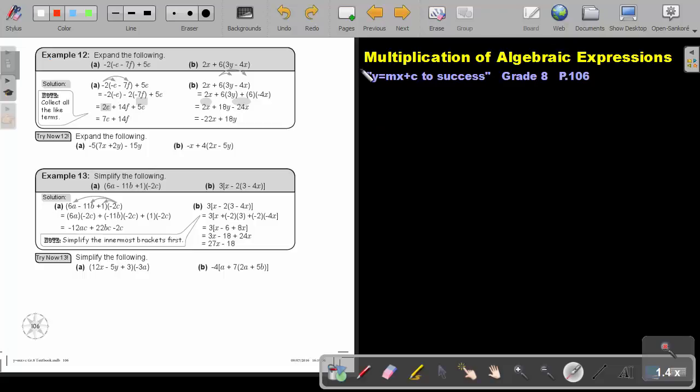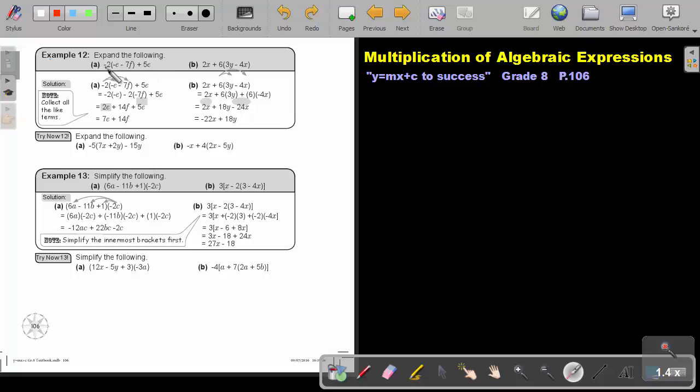Part 8. We are going to continue with multiplication of algebraic expressions. You will find this on page 106 in the Namibian Mathematics Grade 8 textbook, y equals mx plus c to success. Let's look at a few examples. Example 12. Expand the following.